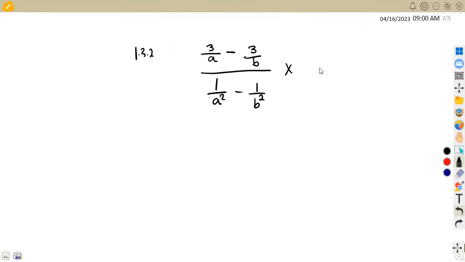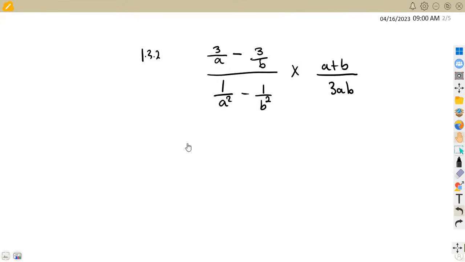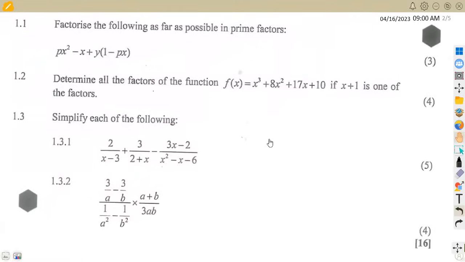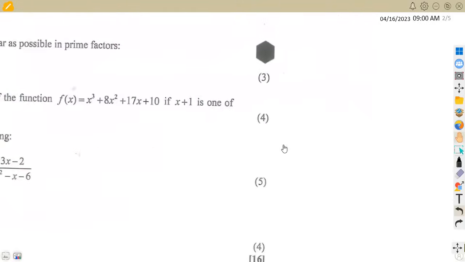So 1.32, we were given to simplify 3 over a minus 3 over b like this, everything over 1 over a squared minus 1 over b squared like this, then times a plus b, everything over 3ab like this. Then you wonder, how am I supposed to simplify this? Okay. So that's 4 marks for this.